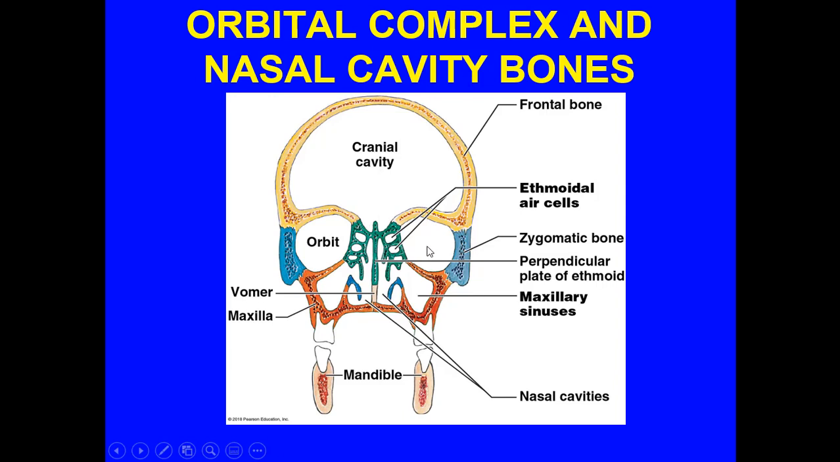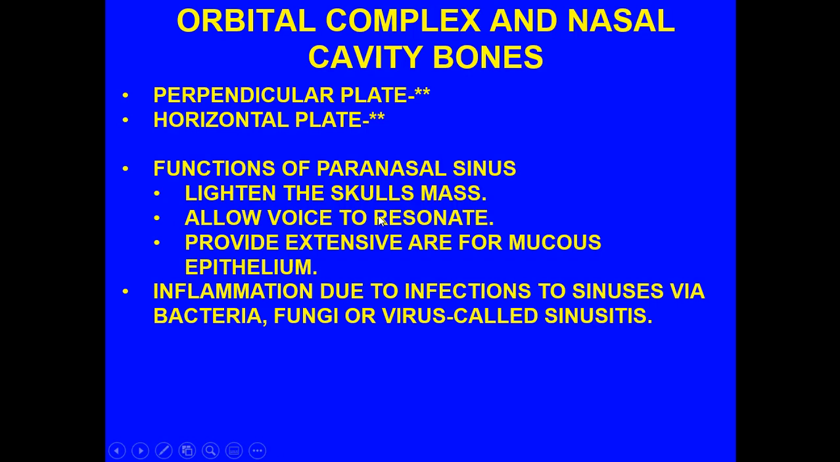And here you have it. The ethmoid sinuses, the ethmoid air cells. You can see the maxillary sinuses here and here. And then, of course, you've got the nasal cavities here and here. You've got also the separation by the vomer, as well as the perpendicular plate of the ethmoid. Moving on.